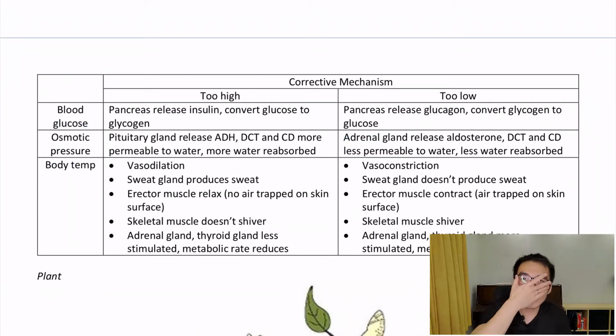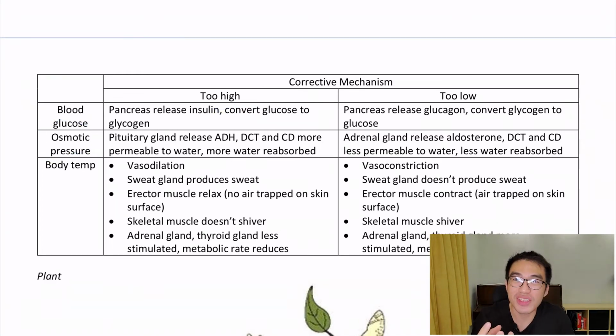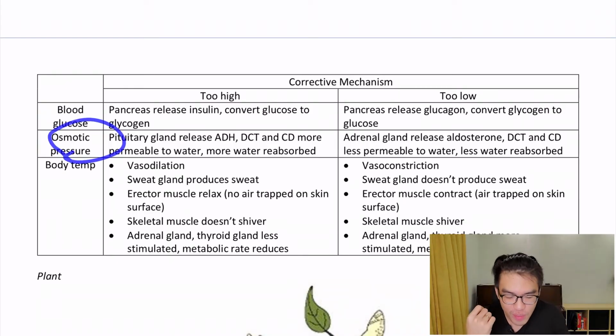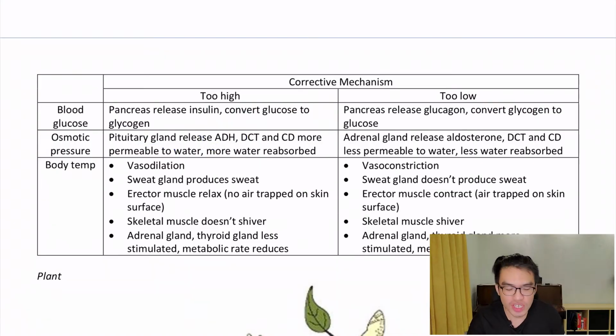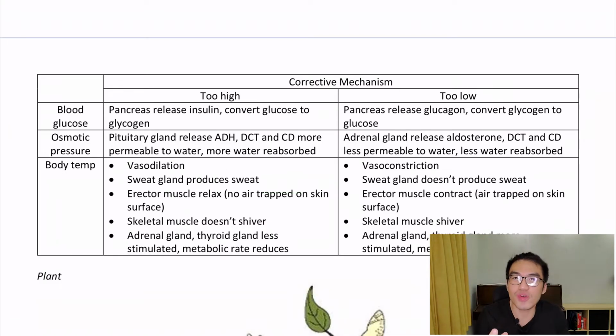Osmotic pressure, this is when you don't drink water, you have too high osmotic pressure. Think of it this way, osmotic pressure means thirst. When you don't drink water, your thirst is high, your osmotic pressure is high. So your pituitary gland will release ADH. ADH is to make DCT and CD, which is the last two parts in your nephron, to be more permeable to water, so that more water can be reabsorbed. It makes your urine low volume and very thick, very yellow.